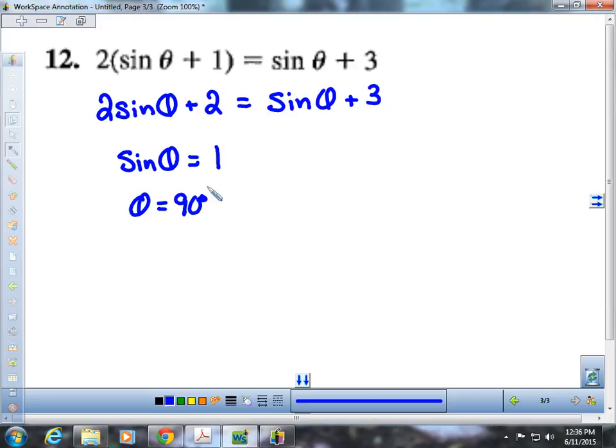And folks, that's a quadrant angle. That is the only place where sine is equal to 1, just at 90 degrees. Okay. But I'm losing points here. They wanted it in what form? What do I have to multiply by to change this? So I've got to multiply by pi over 180.